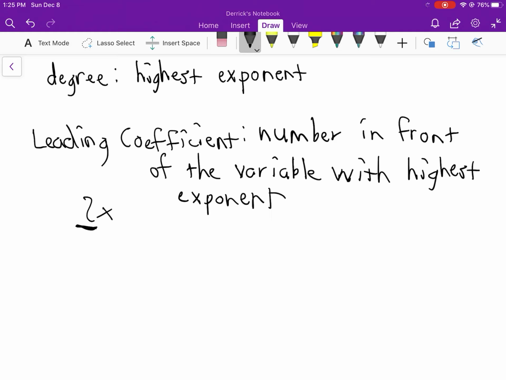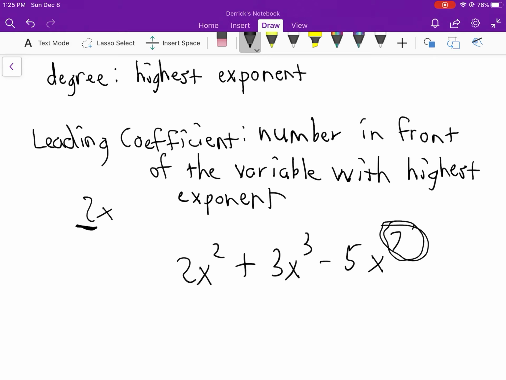Meaning, if we've got 2x squared plus 3x to the third minus 5x to the seventh, even though that's out of order, the degree would still be this 7 because it's the highest exponent. Since the 7 is the highest exponent, negative 5 has to be our leading coefficient. It's not about the number that comes first necessarily.